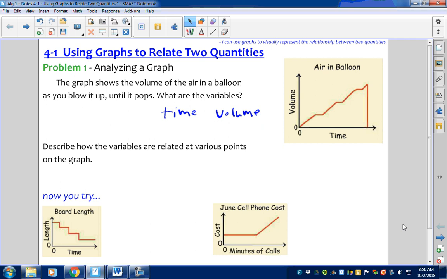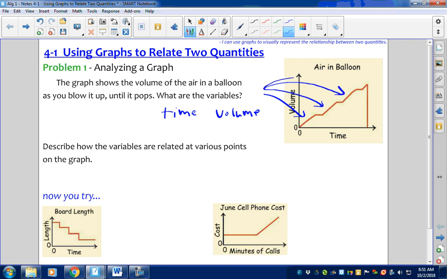And you could write a narrative to describe what's happening here. If you'd like to write a sentence, you could. Or you could use the picture and just draw arrows here. So let's talk a little bit about some of the features of this graph. What's happening right here, here, here, and there?